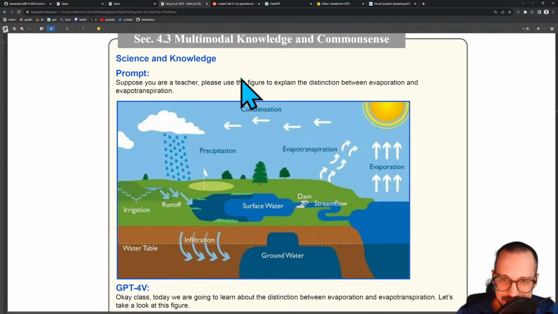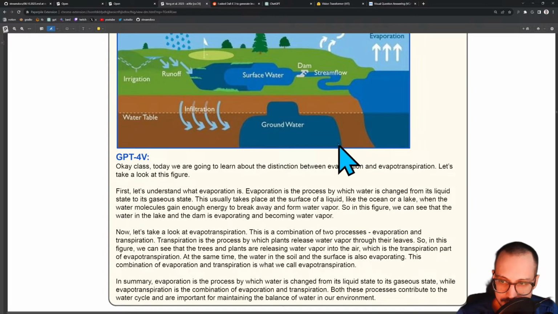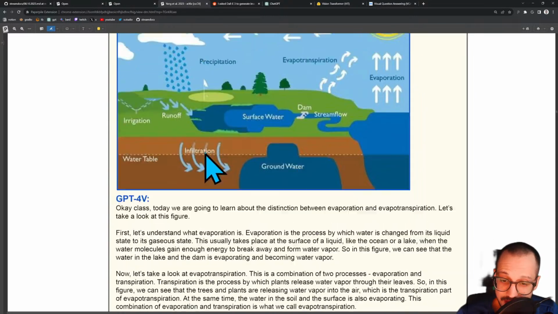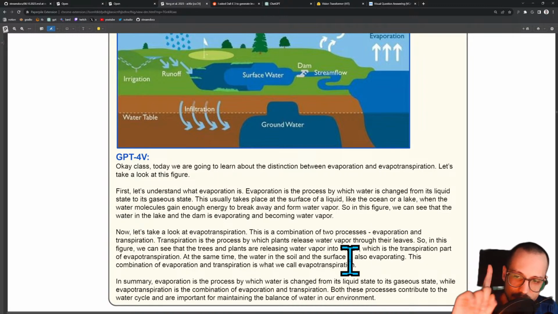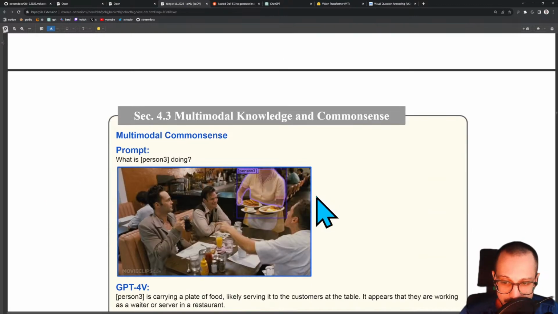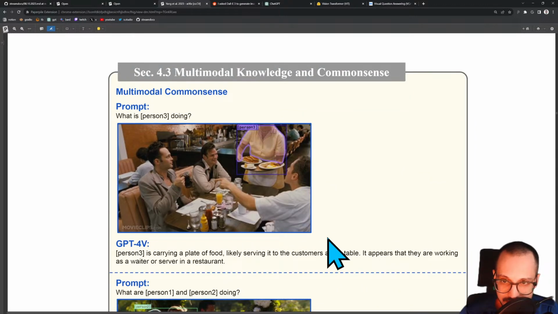Suppose you are a teacher. Please use the figure to explain the distinction between evaporation and evapotranspiration. Learn about the distinction. Let's understand what evaporation is. Dude, so now we know that not only is GPT Vision going to get rid of every single computer vision startup in existence, not only is it going to get rid of every doctor in existence, now it's also going to get rid of every teacher in existence. Dude, the future is coming so fast.